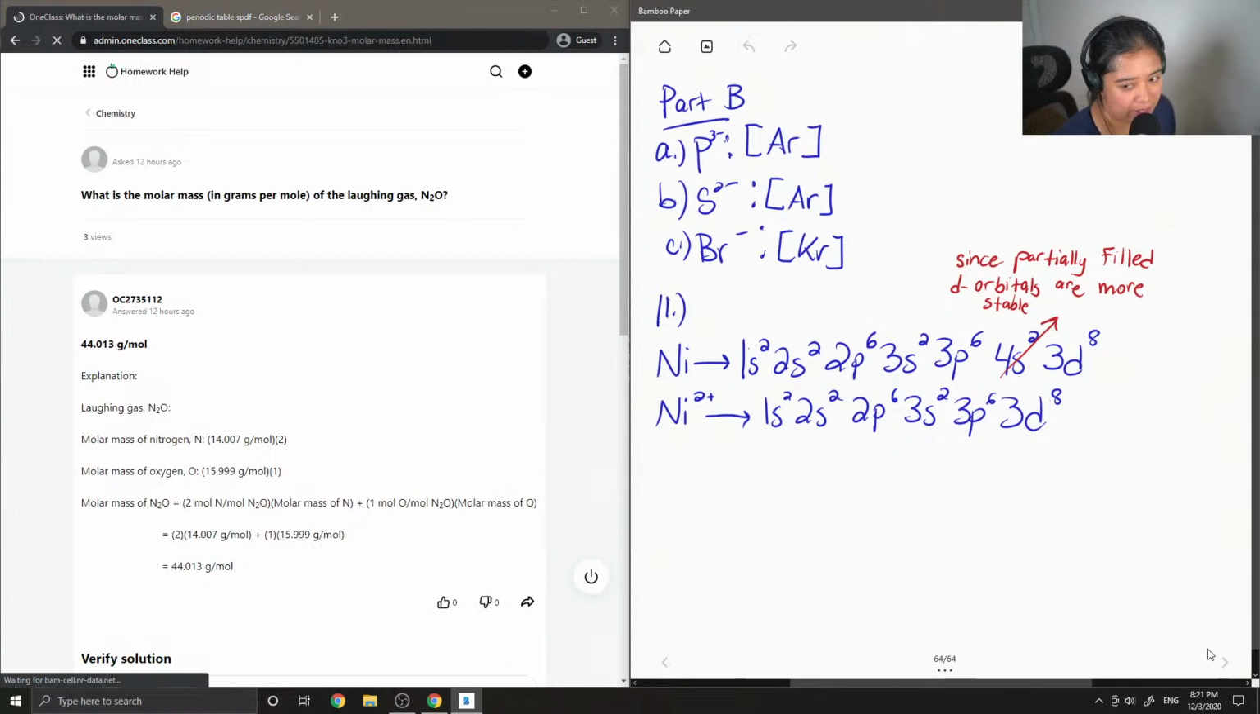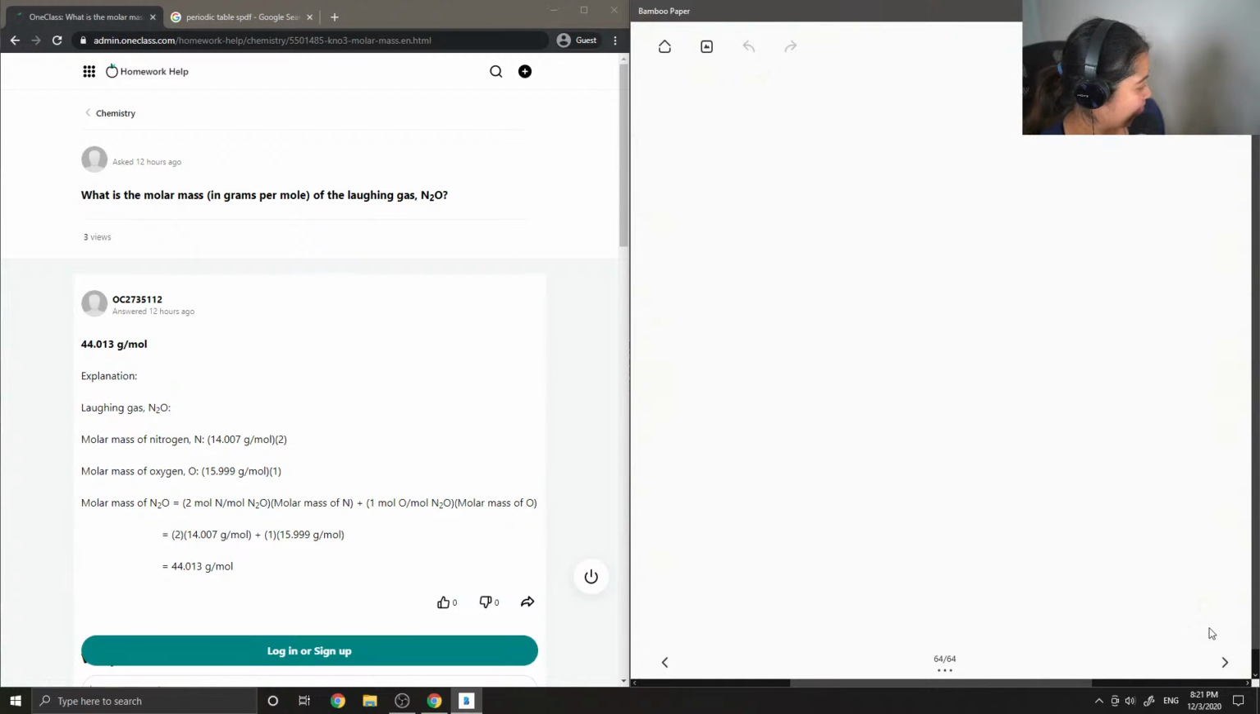Okay, so on to question number 12. What is the molar mass of laughing gas N2O? So they give us the chemical formula of laughing gas already, so we don't have to look anything up. But basically, to find the molar mass of this compound, we need both the atomic masses of nitrogen and oxygen. So these values are just found on your periodic table.